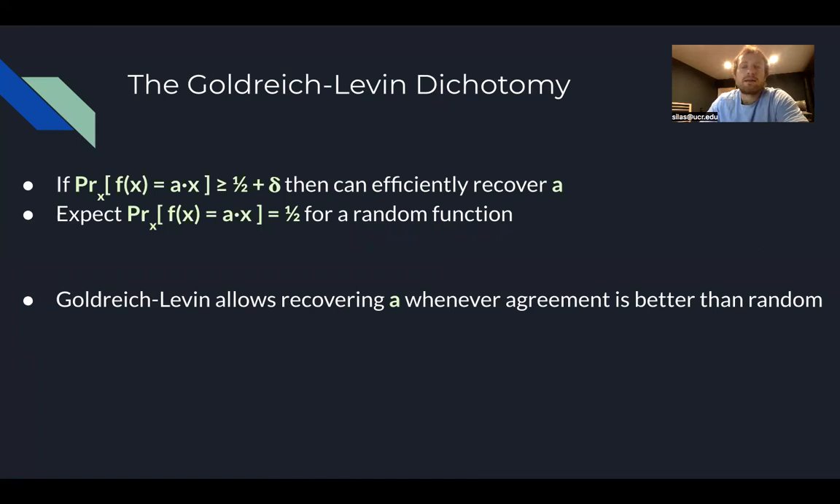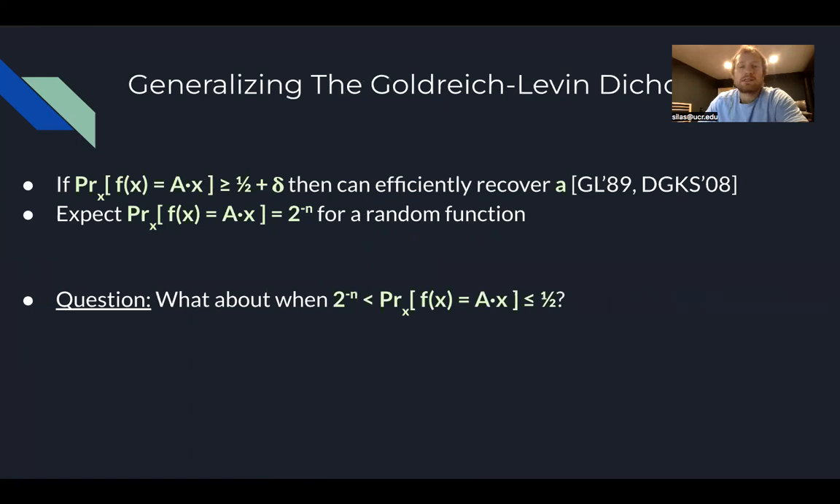the threshold of 1/2 made a lot of sense, because if you're at 1/2, then a random function has agreement 1/2. So 1/2 is clearly hopeless. Anything better than 1/2, Goldreich-Levin says, yes, you can recover the linear map. In the high dimensional case, a random function agrees with A times X with probability 2 to the negative n, not 1/2. Prior work says you can recover the matrix A if you have agreement 1/2 plus delta. But a random function says it's hopeless to recover any structure when the agreement is 2 to the negative n. And so there's a big gap that's left open.